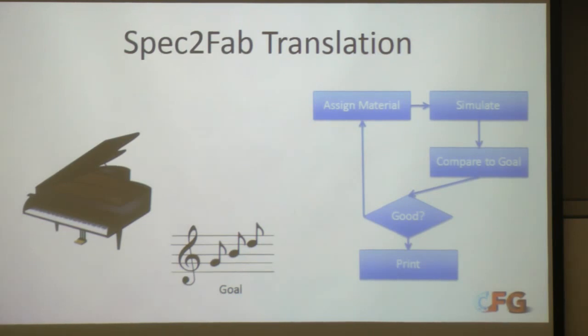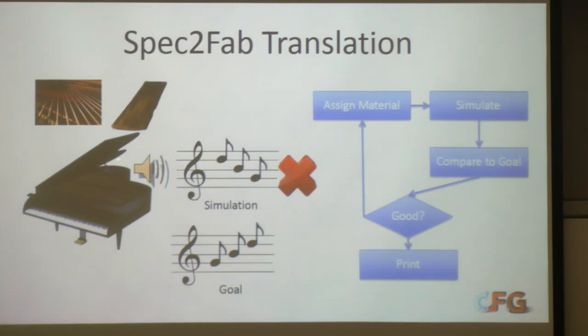Let me go through something that's very, very naive. Let's say I would like a piano that is going to play a given sound. How can we build this kind of piano? At a very high level, I can try some assignment of materials to different parts of the piano. I can have some physics-based simulation, simulate the sound, and then compare the results of the simulation to the goal. If this comparison turns out to be good, well, then I'm done. I can print. In this case, this is not the case, right?